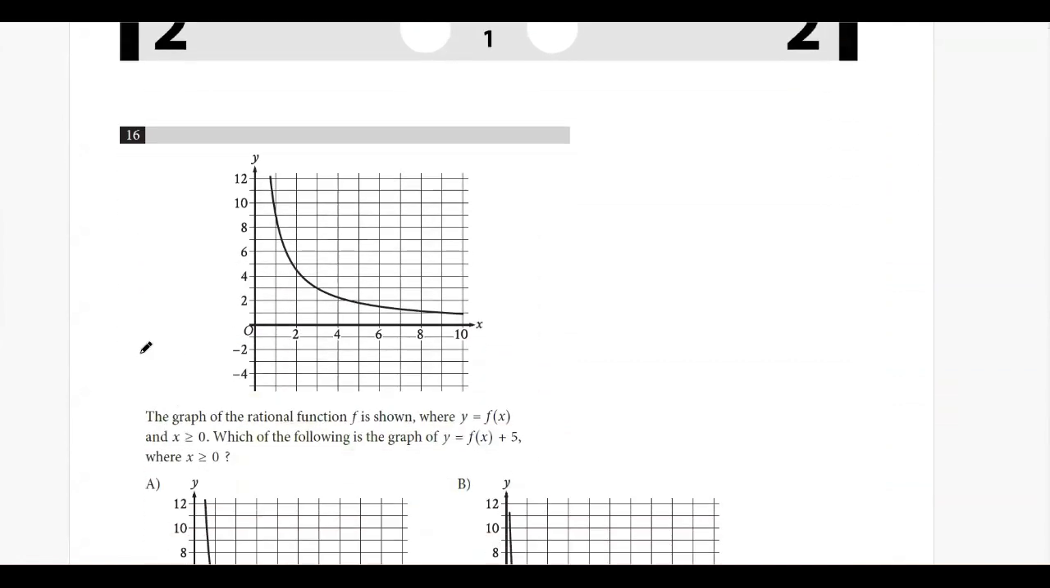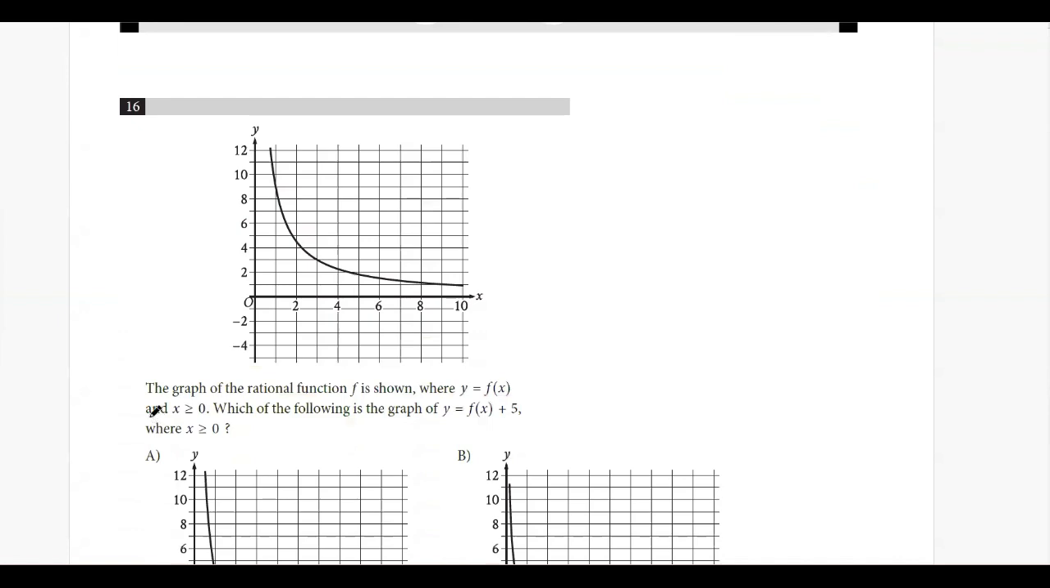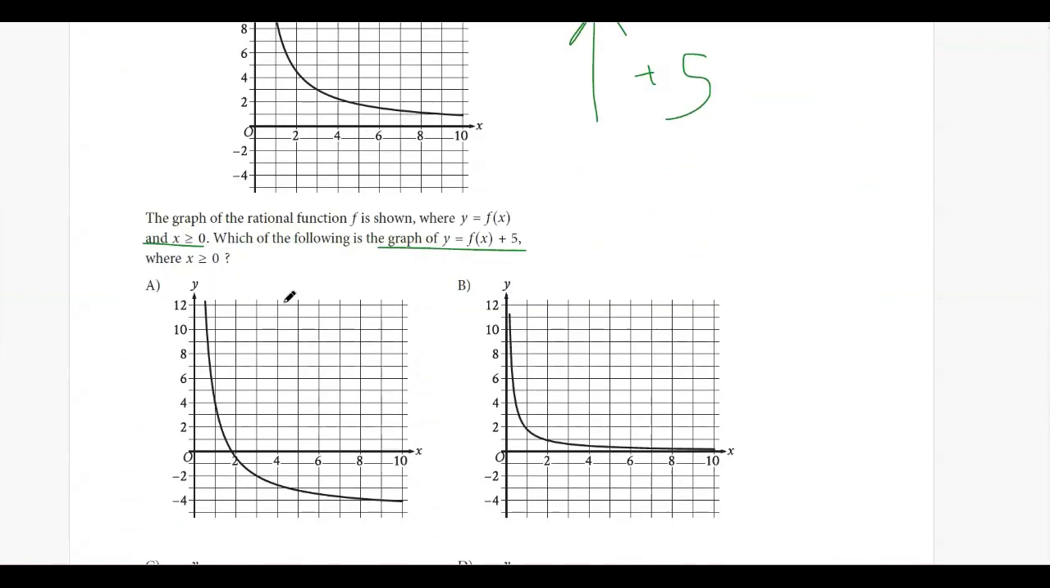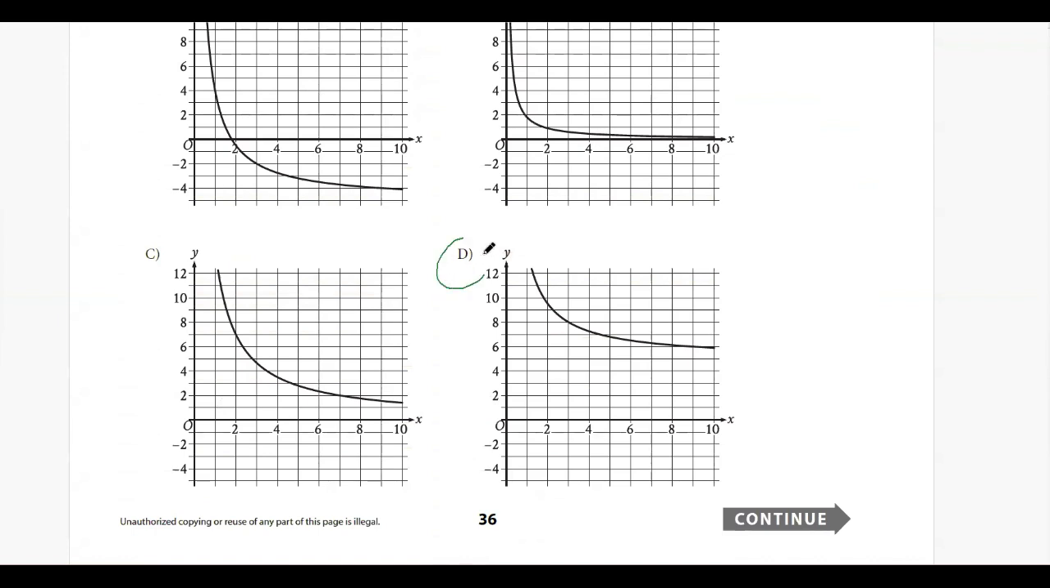Okay, the graph of rational function f is shown, where y is equal to f of x and x is greater than or equal to 0. Which of the following is the graph of y equals f of x plus 5? We're shifting 5 units up the y-axis. So if you look at the graph here, D shows that the graph of f of x has been shifted upwards by 5 units.